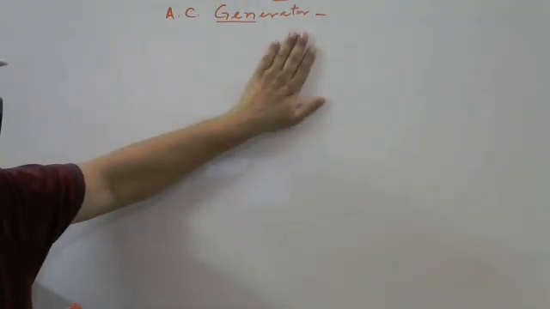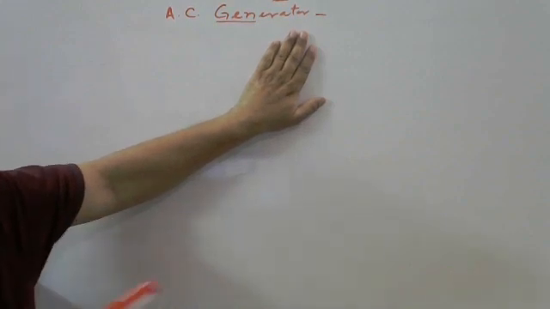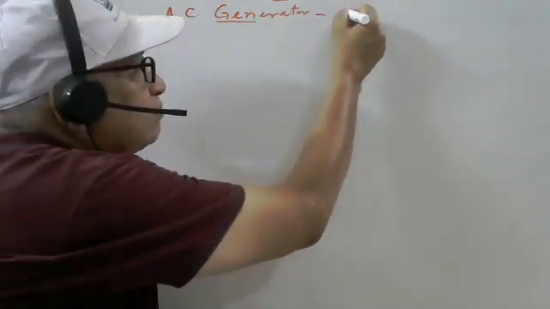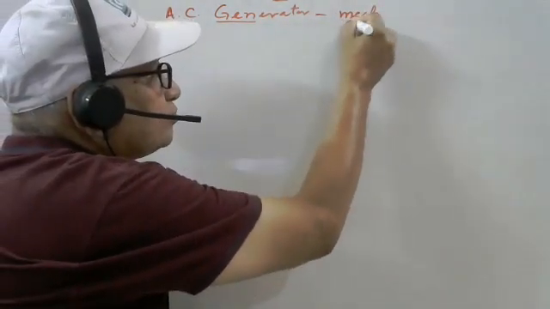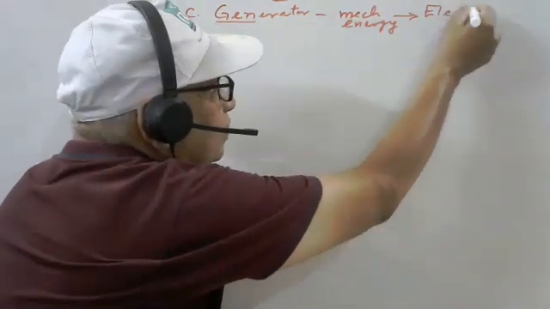It means here we have to generate AC, and what is a generator here? In this, mechanical energy is converted into electrical energy. In a motor, electrical energy is converted into mechanical energy. So motor and generator are just reciprocal, reverse. So what is a generator here? In this, mechanical energy is converted into electrical energy.